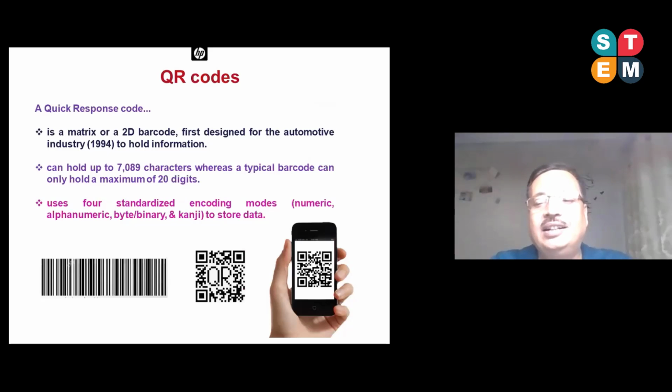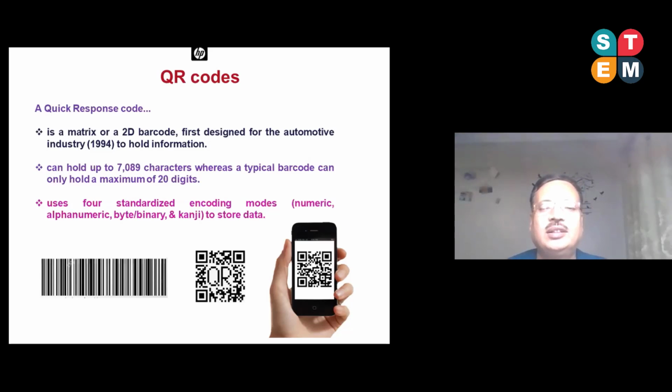Further, what we have added is the QR code. The quick response code, as you know, is a matrix or two-dimensional barcode, first designed for the automotive industry in 1994 to hold information. So the basic purpose of the QR code is that it holds information. A barcode also holds information, but a barcode has very little storage capacity. On the other hand, a QR code has enough storage capacity. We can store much more information compared to the barcode.